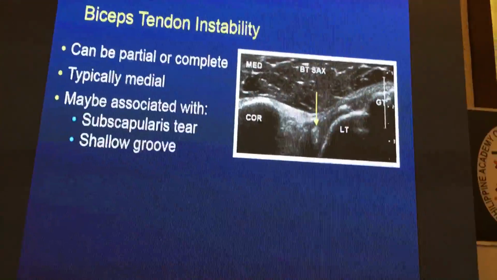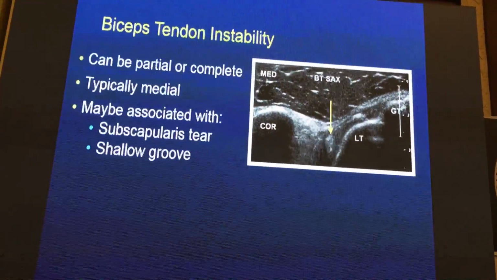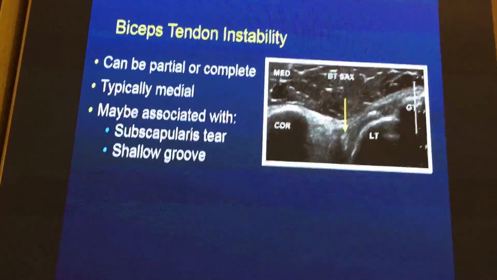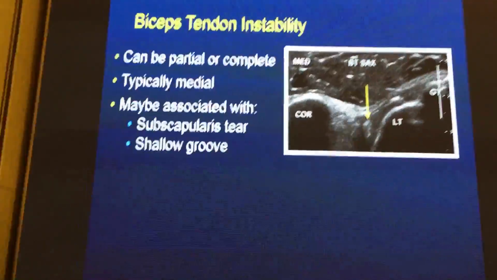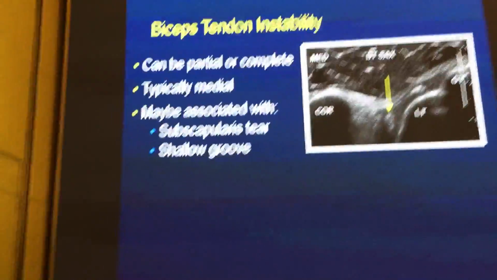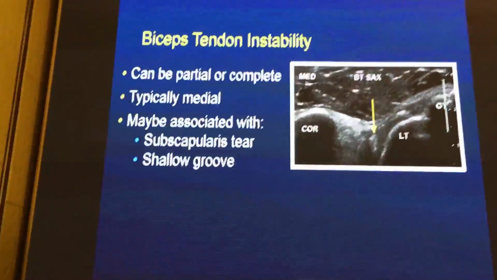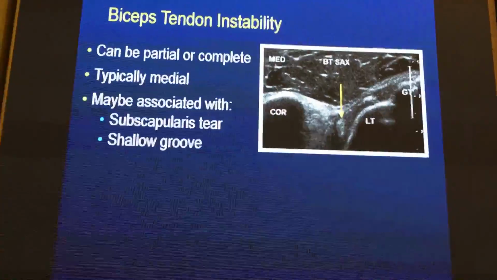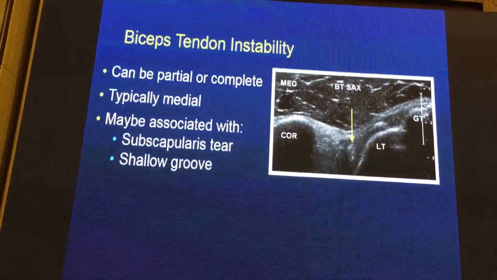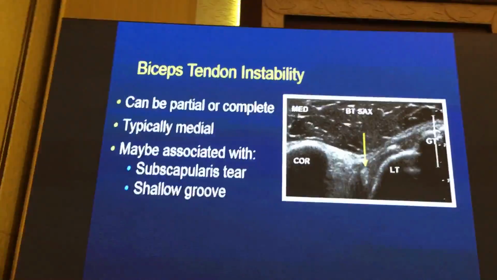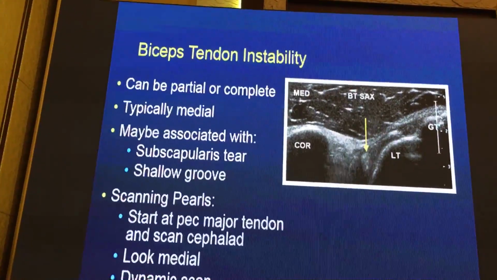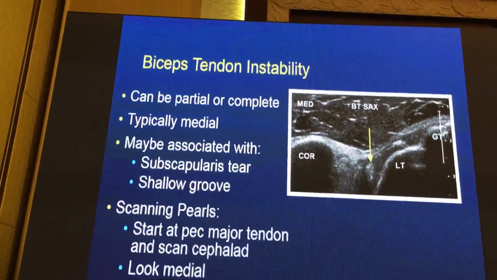And more laterally is the supraspinatus, and more medially and inferiorly is the subscapularis. So tears in the rotator cuff start at that rotator interval, and in the supraspinatus they propagate posteriorly, and in the subscapularis they propagate inferiorly. So if you have a biceps tendon that is medially dislocated, always look at that cephalad portion of the subscapularis tendon right next to the bicipital groove, and you're gonna be a rock star because you're gonna find the thing that everybody else missed. So again, start at the pec major tendon, scan cephalad, always look medial.